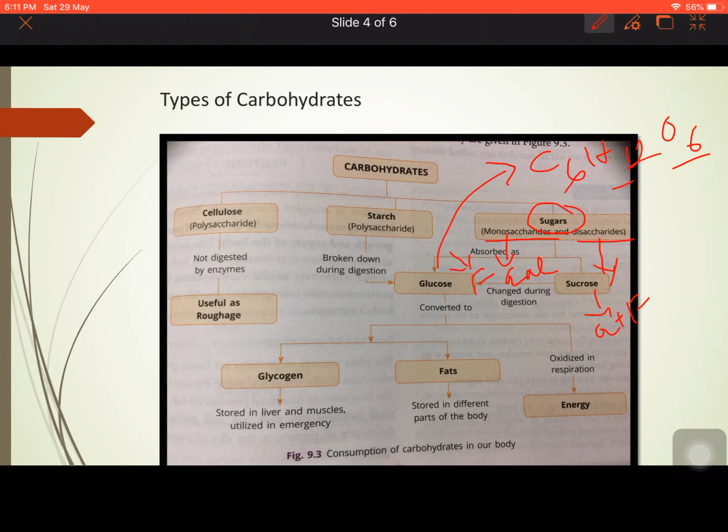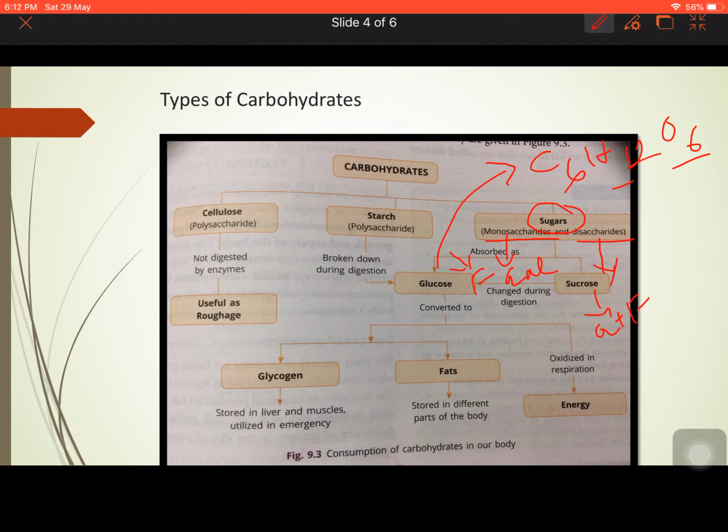When you study respiration and cellular respiration, there also you will study the importance of glucose. Now, fructose, we all know, is present in honey and ripe fruits, as is glucose. It is also called a fruit sugar. Remember that fructose is also called a fruit sugar.